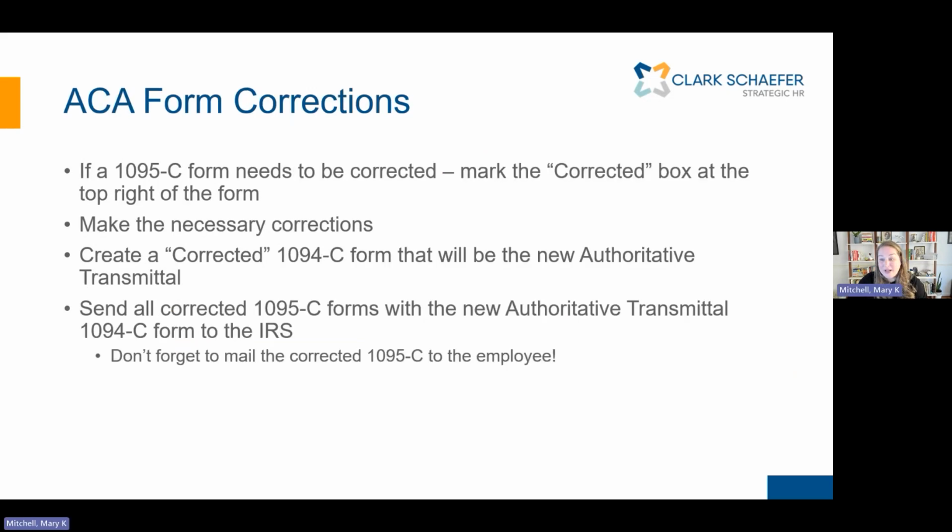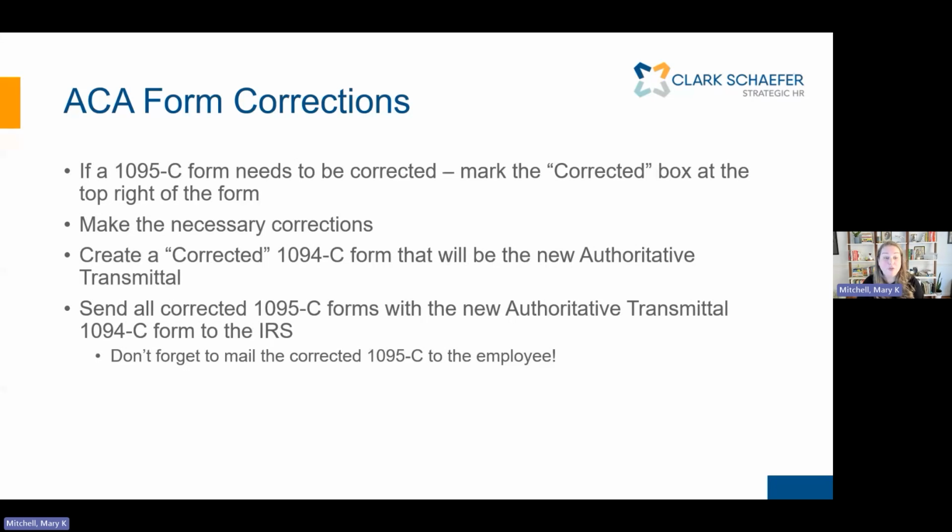Now, I get asked quite often, what if I have to correct one of my 1095C or 1094C forms? What do I have to do? So there is a spot on the form where you can actually mark the corrected box up at the top, or void if it's something that shouldn't have been filed, on the top right of that form. You make the necessary corrections on the file. You then have to create a corrected 1094C form as well.